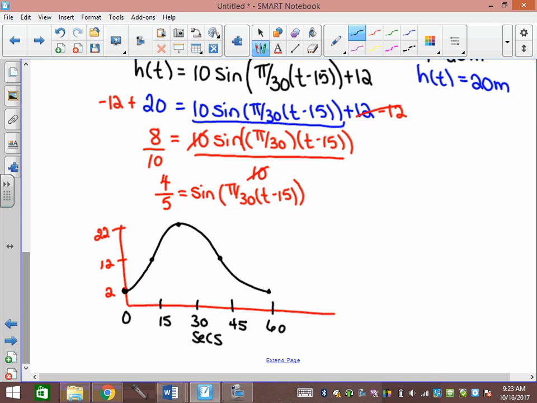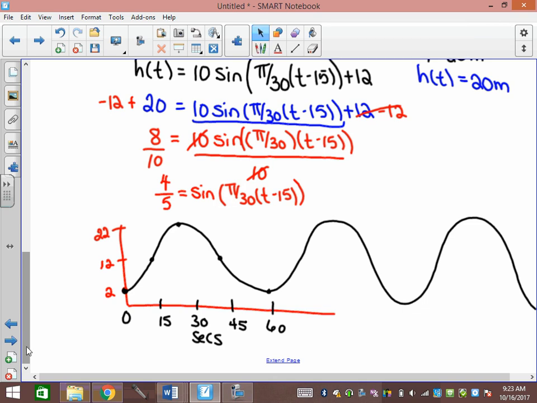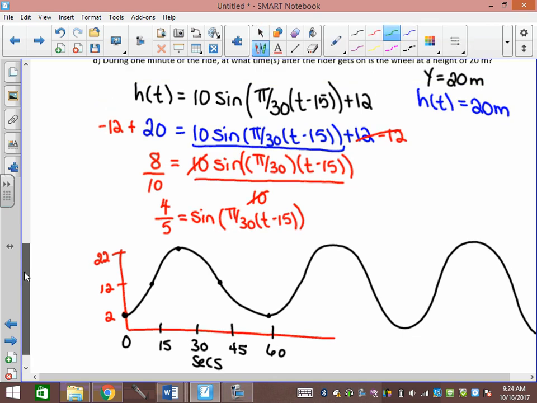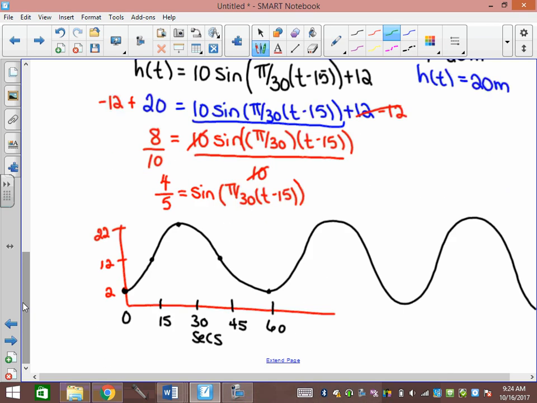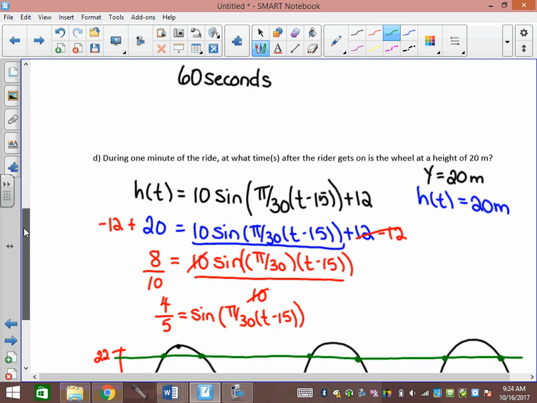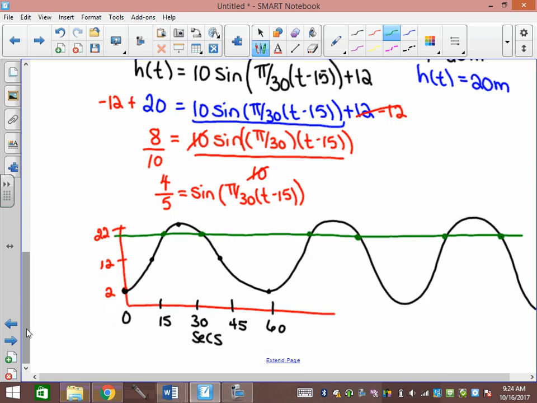And then what's going to happen? It goes on forever, right? Now, they want us at what? 20. 20 is about here. So at this time, they reach 20. At this time, they reach 20. And etc. Right? So they want it in 1 minute.